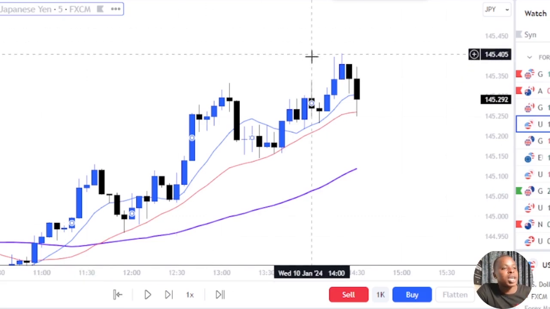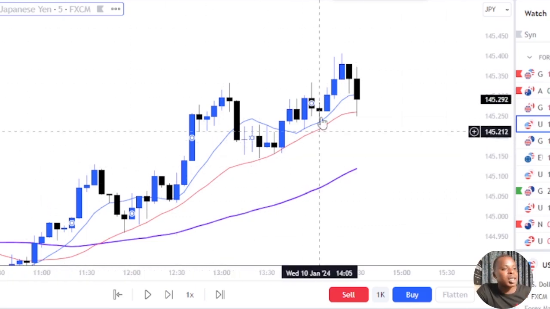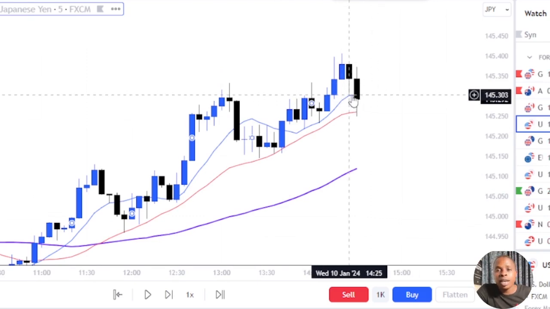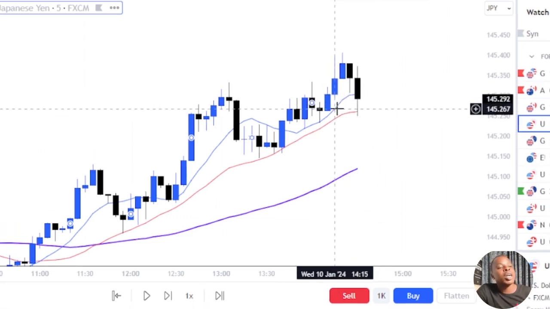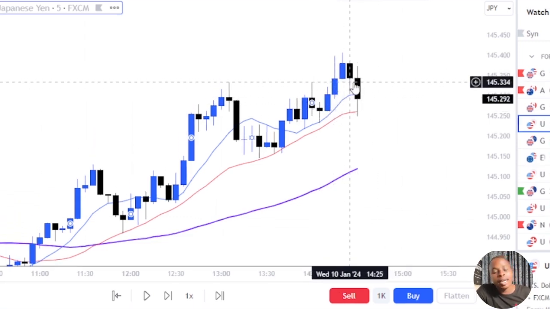Condition number 2 is you want to make sure that there is a pullback that comes to the 9-period moving average, right? So this 9-period moving average right here, we want the market to come back into it. And the reason why you want the market to be above the 9-period moving average is because you want to make sure that there is momentum, so that your trade is going to go into profits really fast, right? So condition number 2, you want to wait for a pullback that comes into the 9-period, and in this pullback, the candle can cross the 9-period moving average, right?